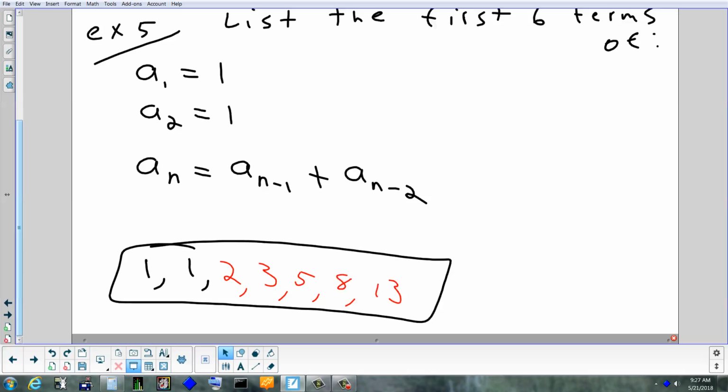Okay, so that's a Fibonacci sequence. And there's all kinds of patterns you could study in that sequence, but that's all we're really going to do with it. Any questions on that one? All right.